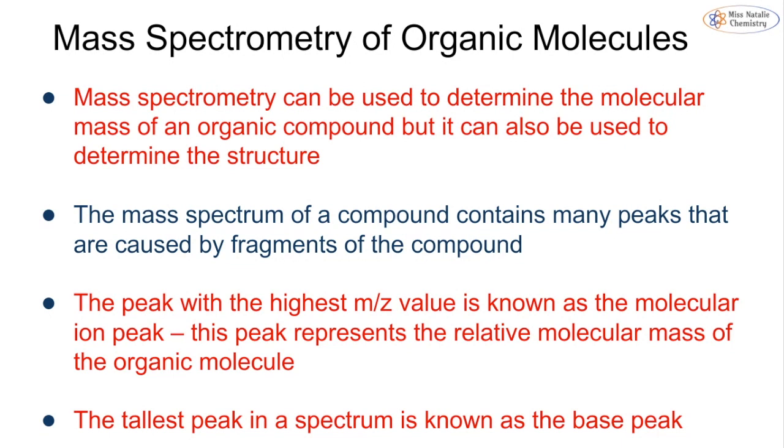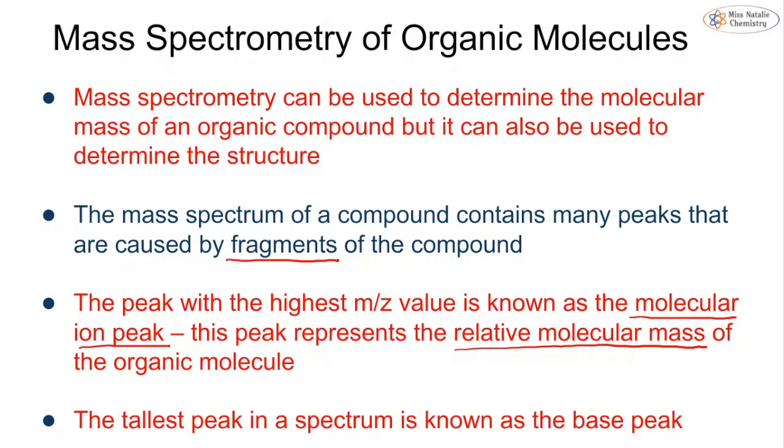Now the mass spectrum of any compound is going to contain lots of different peaks, and this is due to fragmentation. What that means is we're getting the compound breaking down into specific ions that have a positive charge, and the mass spectrometer will figure out what mass they have and a peak will come out on the spectra. So the peak with the highest mass to charge ratio, or m/z value, is known as the molecular ion peak. Now this peak represents the relative molecular mass of the organic molecule.